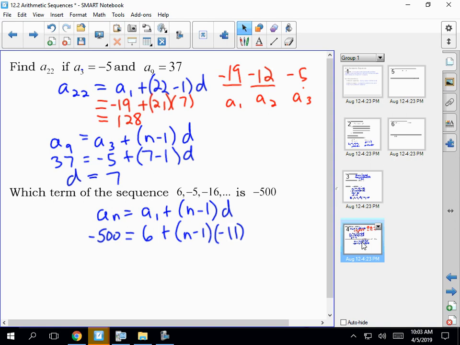So subtract 6 maybe, and then divide by negative 11. You should get a whole number. Then add 1 to it. What do you get for n? Negative 506 divided by negative 11. Add 1. 47? Yeah, I think so. Do we have 47?